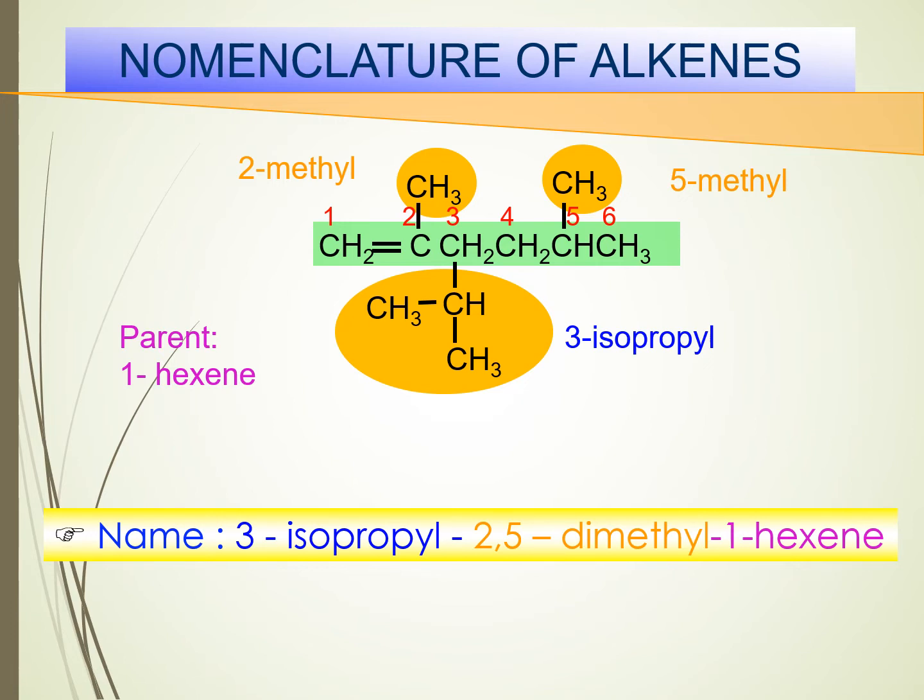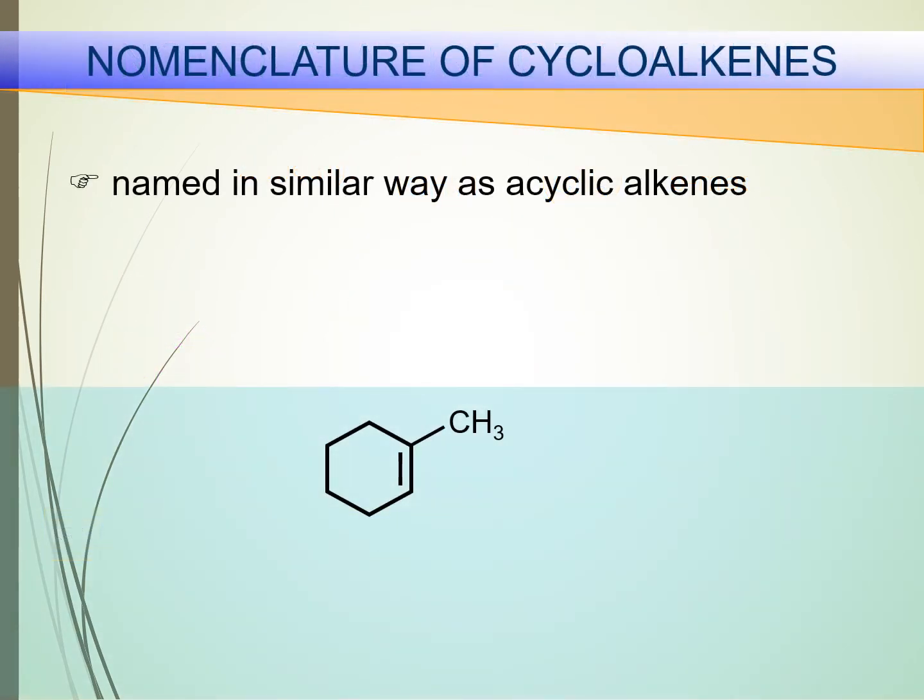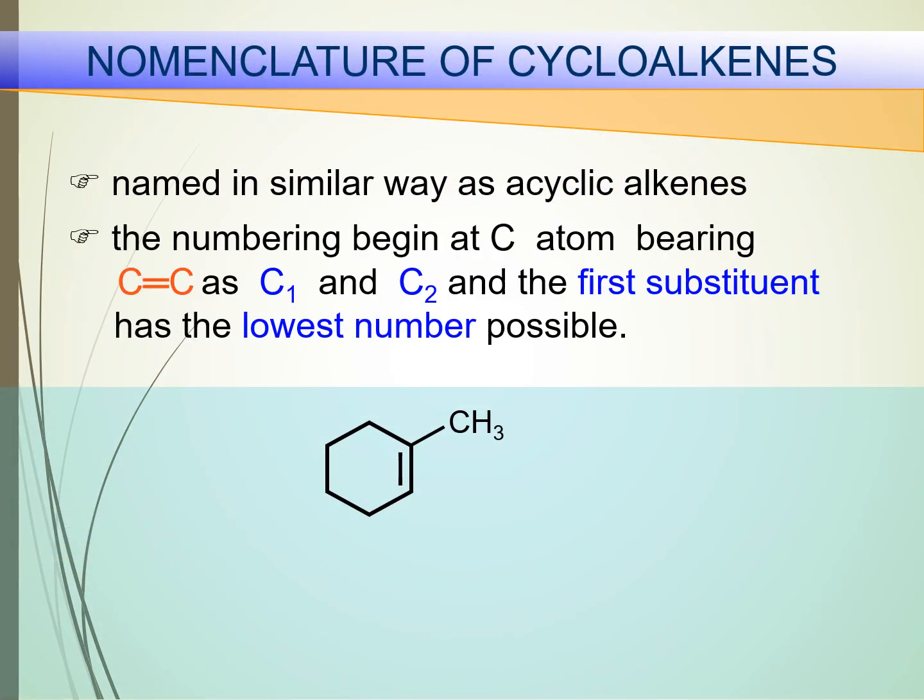For example, 3-isopropyl-2,5-dimethyl-1-hexene. To name cycloalkenes, the numbering begins at the carbon atom bearing the carbon-carbon double bond as carbon number 1 and carbon number 2. The first substituent has to be given the lowest number possible.